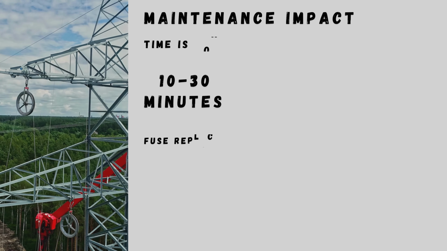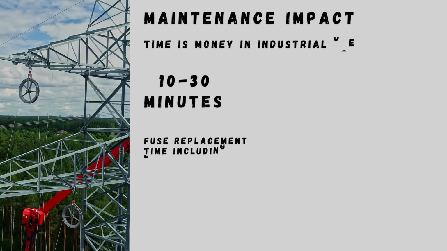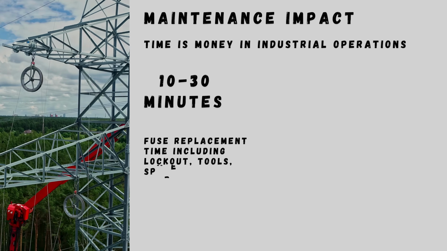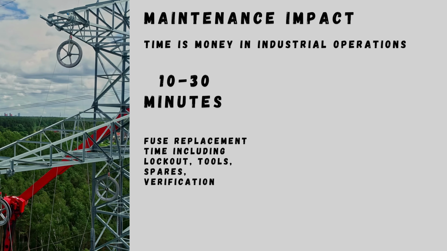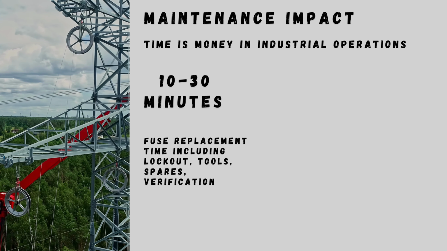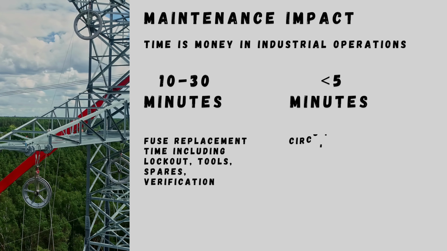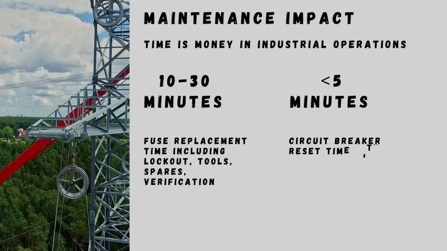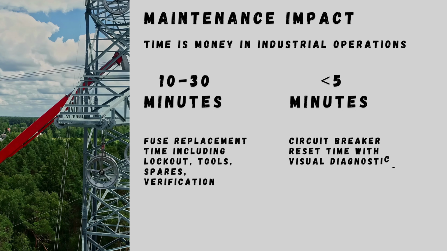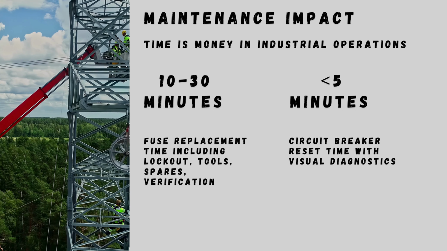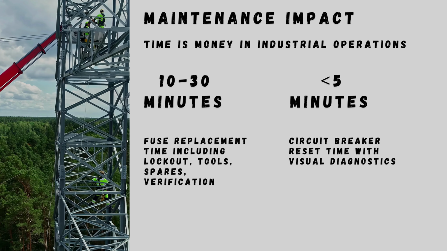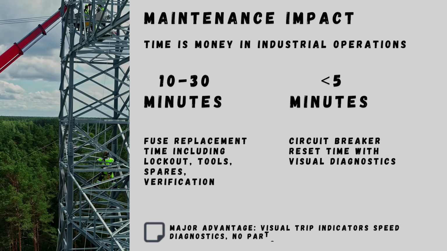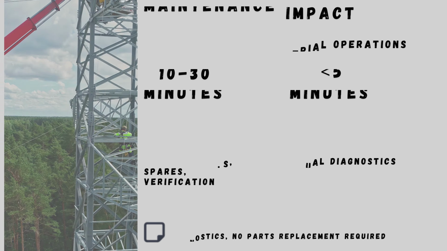For maintenance teams, fuse replacement can take 10 to 30 minutes, depending on access, lockout procedures, and verification. It requires tools, spares, and often troubleshooting to confirm the fault is cleared. Circuit breaker reset, by contrast, can take seconds to minutes. Visual trip indicators speed diagnostics, and no parts replacement is required. This is a major reason breakers dominate in modern machinery.